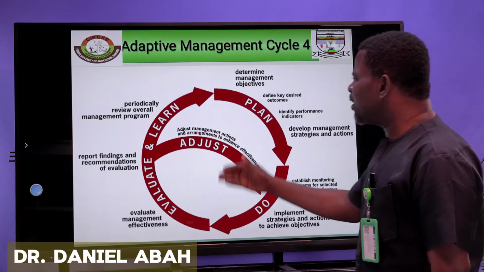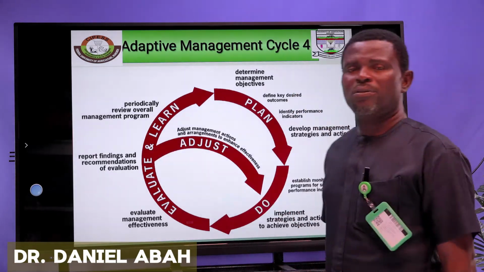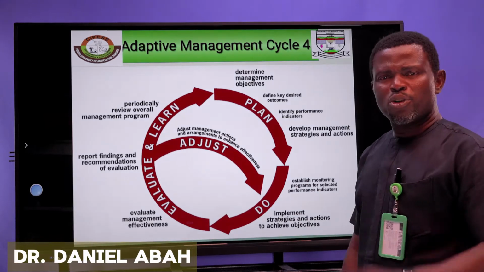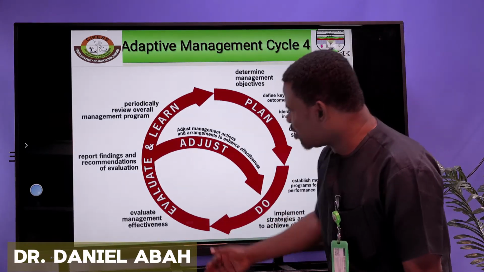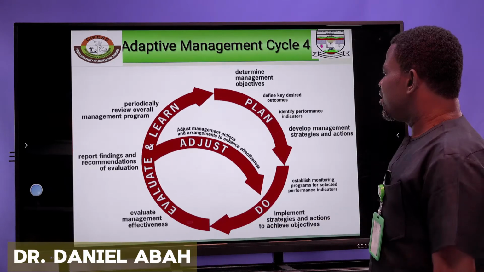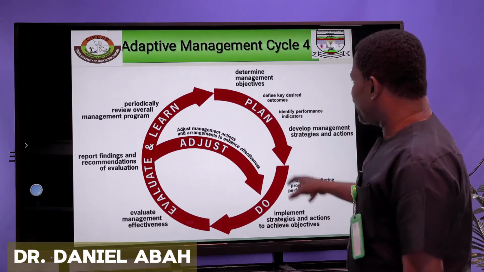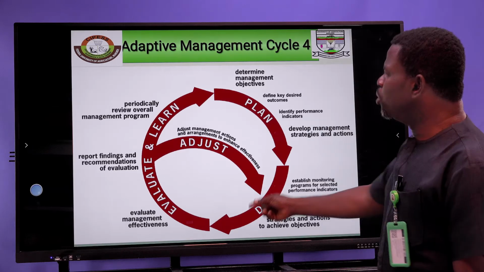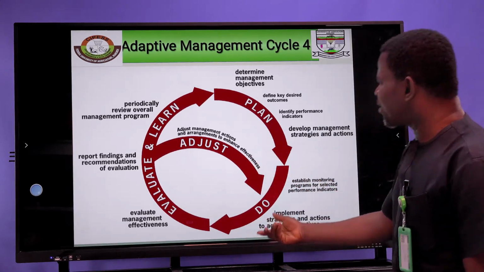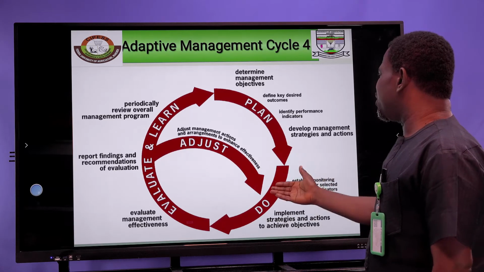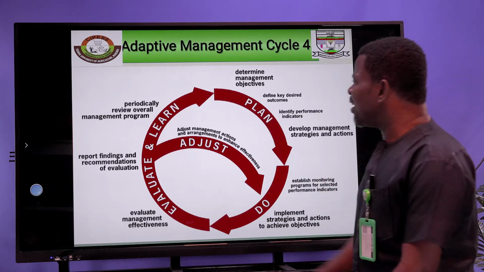Periodically, you report the findings and provide recommendations of the evaluation. You evaluate management effectiveness. So basically, this involves four steps. You plan, you do, you evaluate and learn, then you adjust: adjustment of management action and arrangement to enhance effectiveness. So these are the 4 steps.